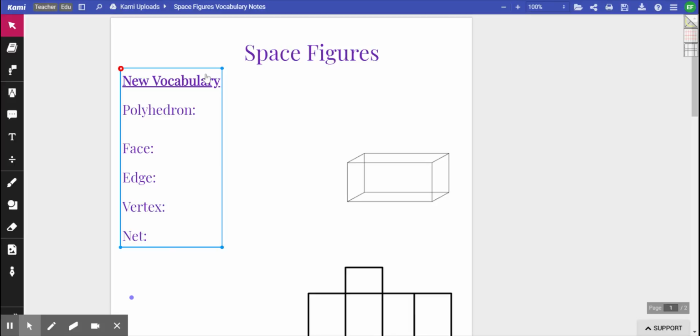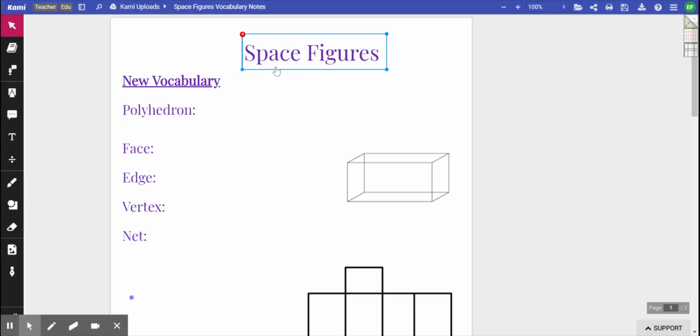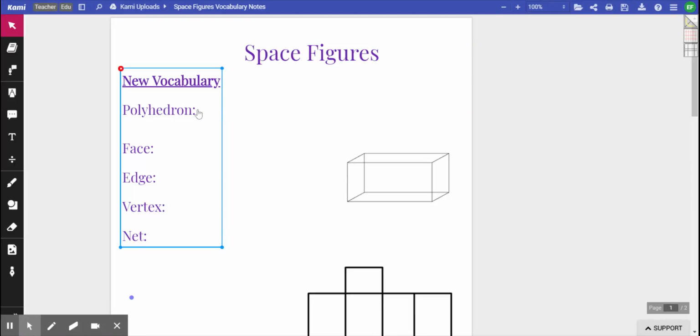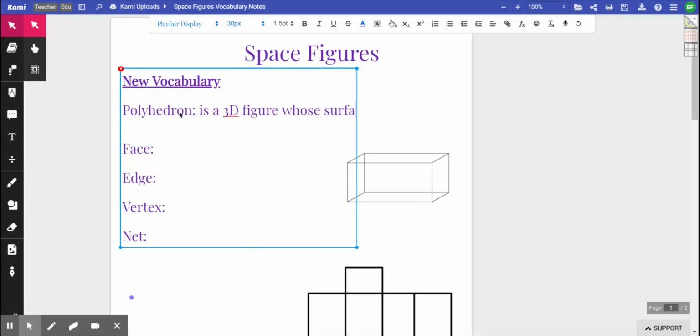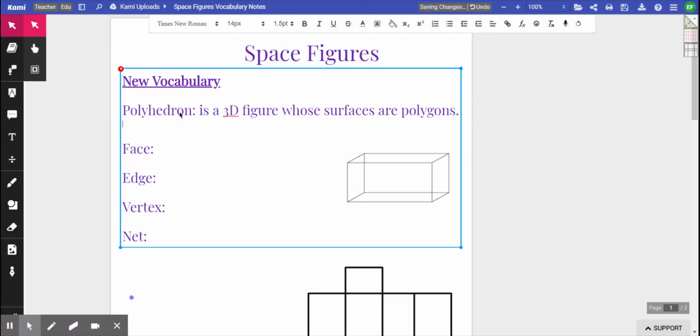All right. New vocab for space figures, three-dimensional figures, also called polyhedrons. They're all fancy names given to any really three-dimensional shape. So for polyhedron, that's our first vocab term. A polyhedron is a three-dimensional shape, a 3D figure whose surfaces are polygons. We already did a unit on polygons.